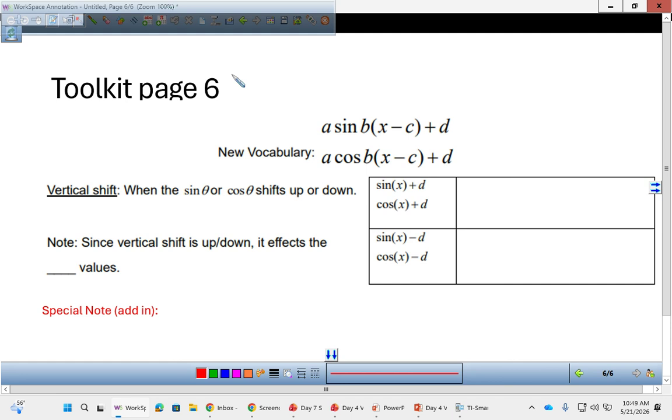All right, so where it says plus D, we're going to go up D units versus minus D would be down D units. Since vertical shift is up and down, this is going to impact the y values of the sine and the cosine curves. You have this one.